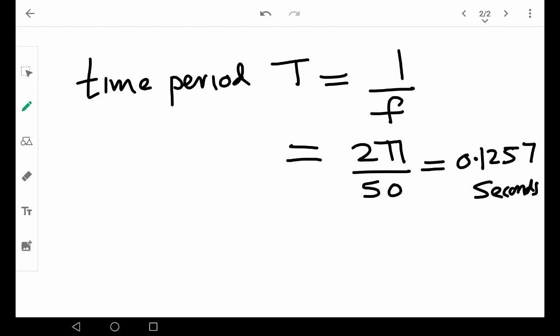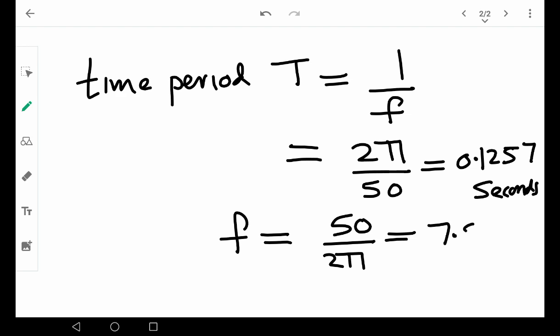Frequency is f equal to 1 by T, isn't it? That is 50 by 2 pi, which is something around 7.958. What's the unit? The unit is hertz, right? So that's how you will solve this particular problem.